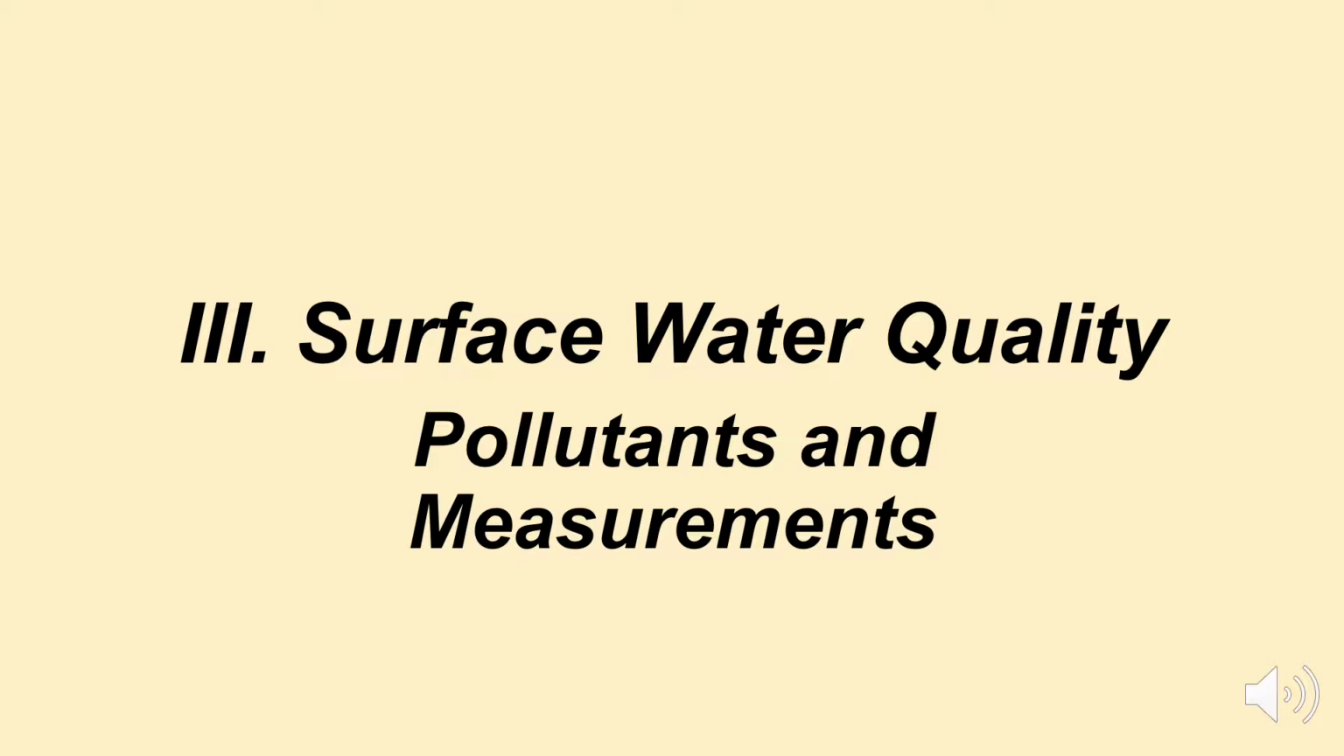We're going to start our third major unit today. We're going to talk about surface water quality, and in this discussion, we'll be specifically talking about certain pollutants and the type of measurements we make to determine surface water quality.